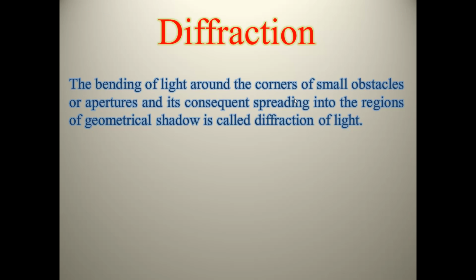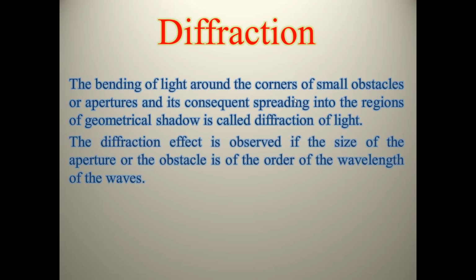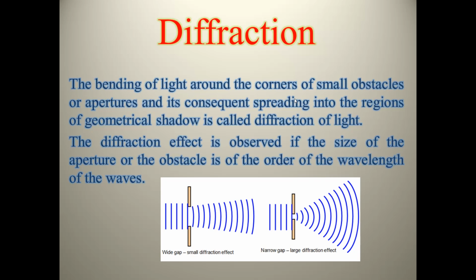The bending of light around the corners of small obstacles or apertures and its consequent spreading into the regions of geometrical shadow is called diffraction of light. The diffraction effect is observed if the size of the aperture or the obstacle is of the order of wavelength of the waves.